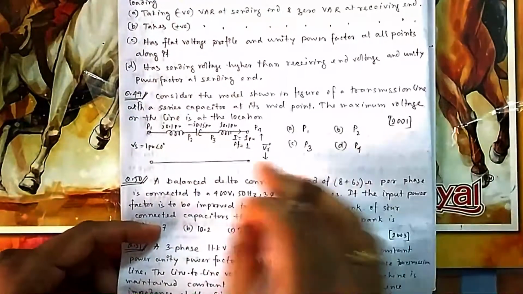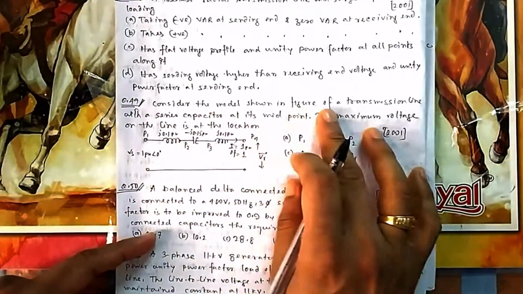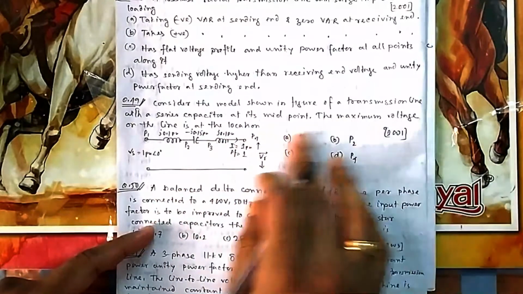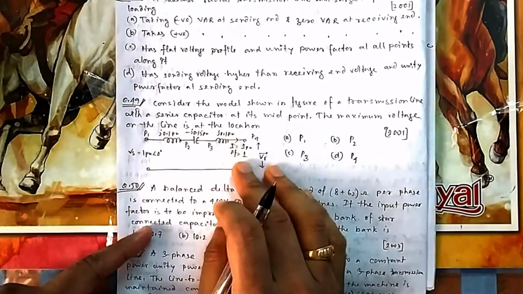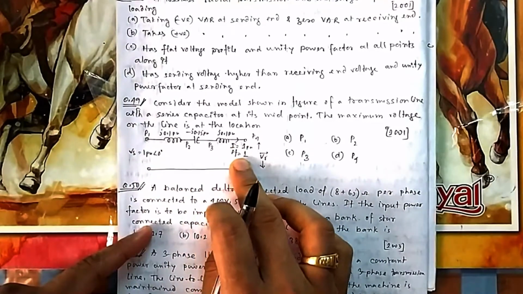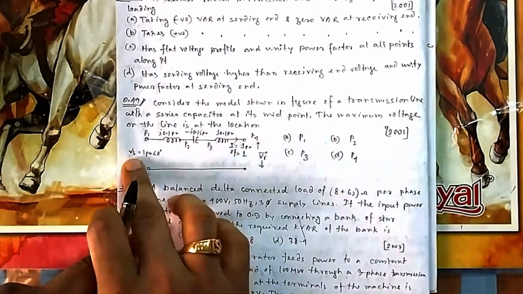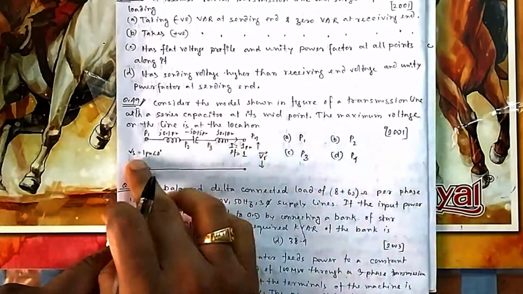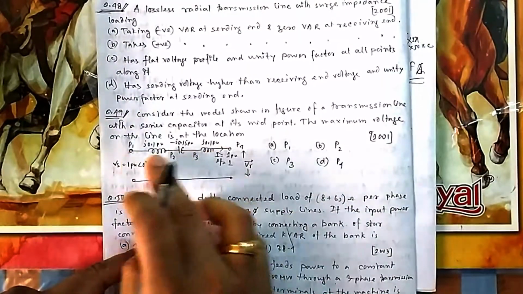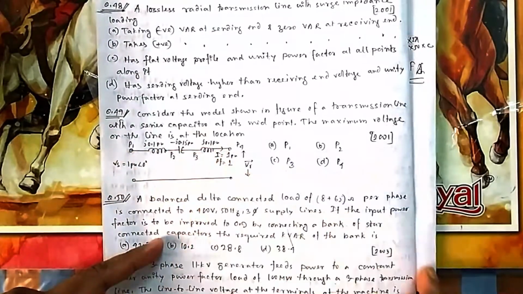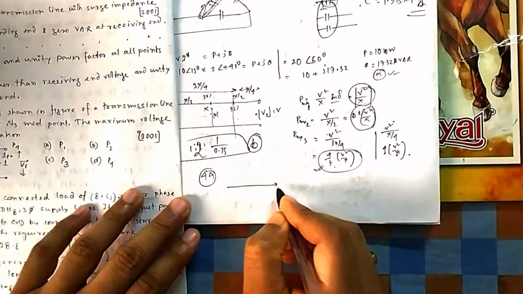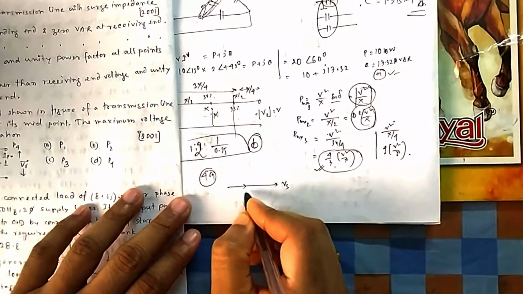Now if you come to 49, consider the model shown in the figure, a transmission line with a series capacitor at its midpoint. Find the maximum voltage of the line and the location. Here you can see Vs is 1 angle 0, and the power factor is given as 1. So I is in the same phase as Vs, and the same I is flowing through this line. You can analyze this in a normal phasor diagram also. Suppose this is my Vs, so my I will be somewhere here.